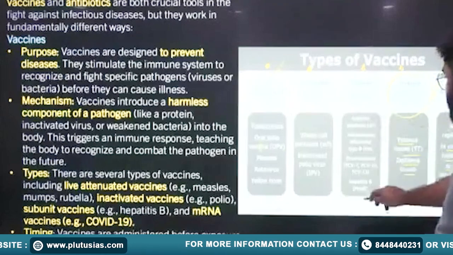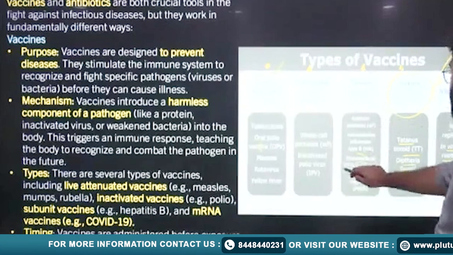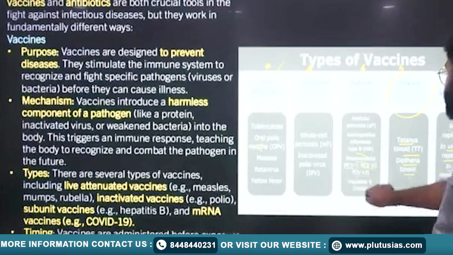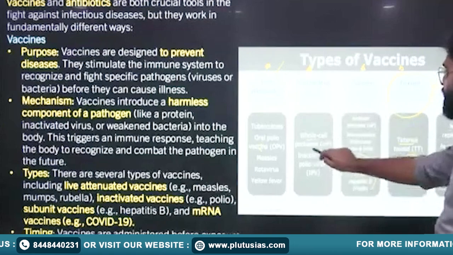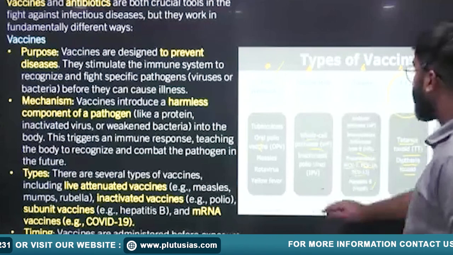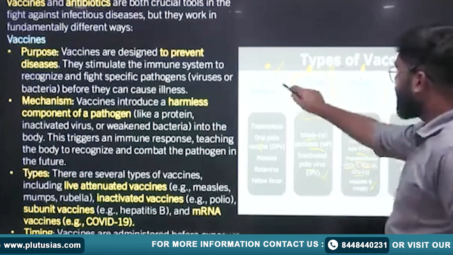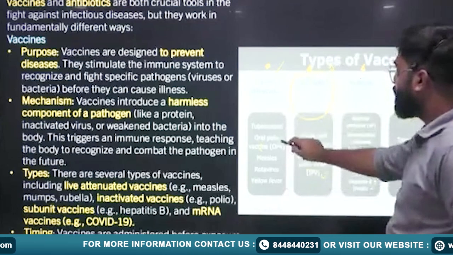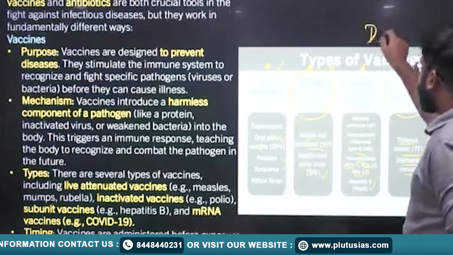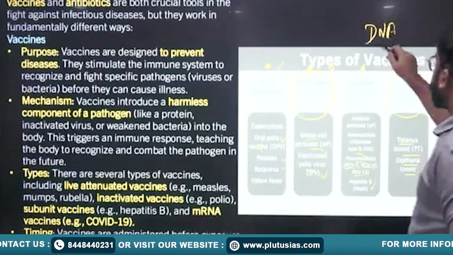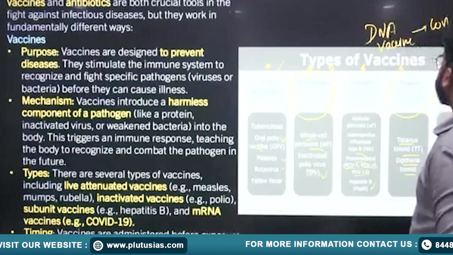Subunit vaccines, these are included, okay? Pneumococcal, PCV7, PCV10, hepatitis B. Inactivated: whole-cell pertussis, inactivated polio. Live attenuated: oral polio vaccine, measles, rotavirus. One more type, the DNA vaccine. This was also a COVID-19 vaccine.